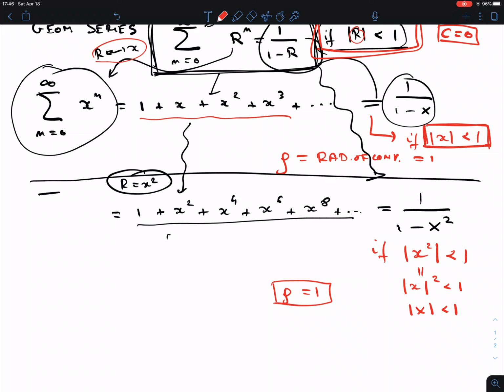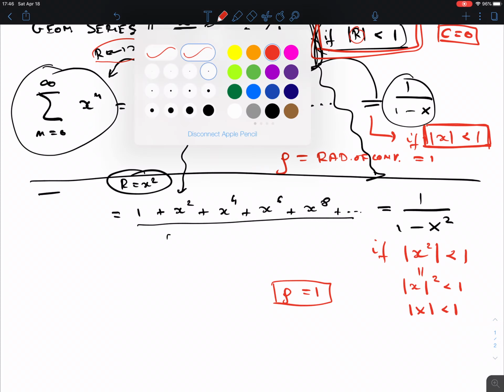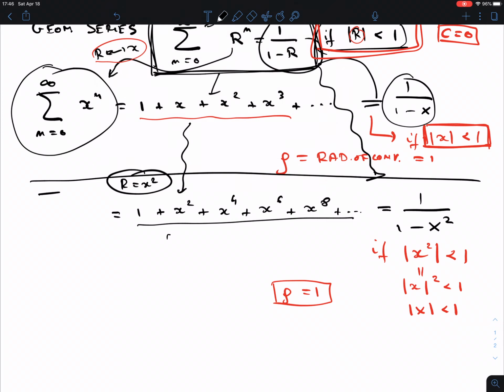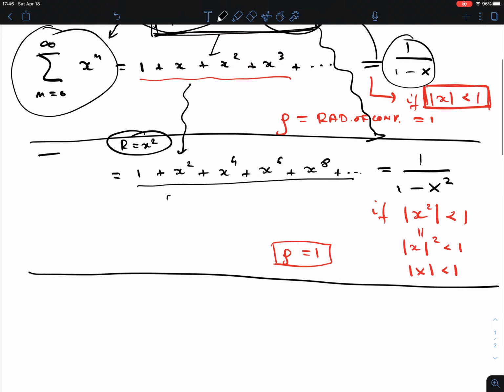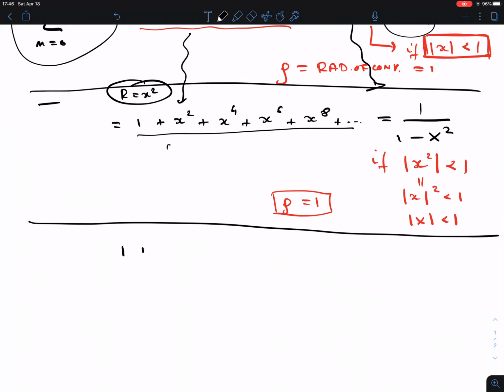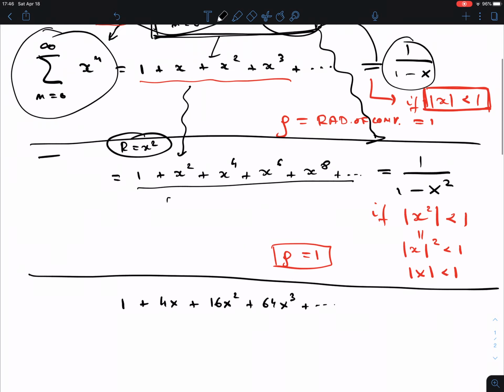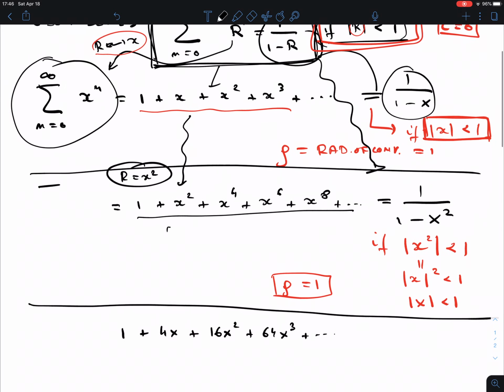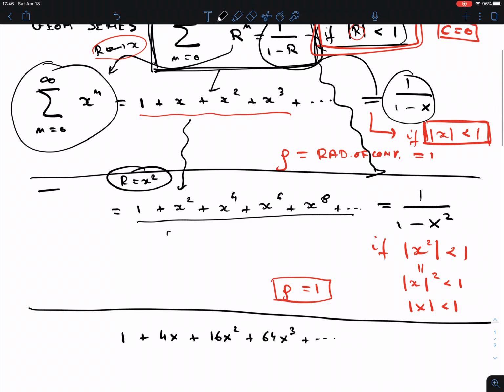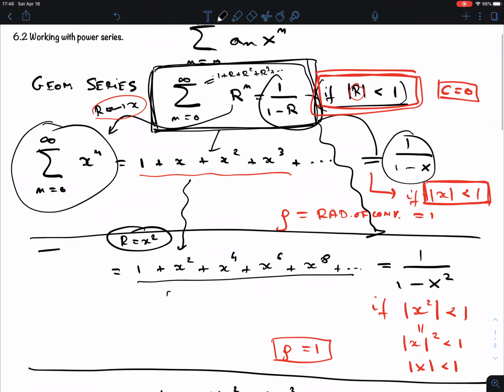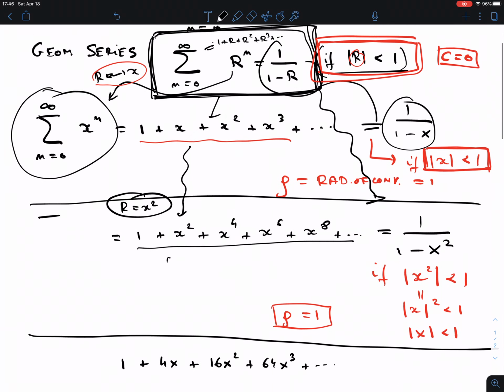Now let me show you that it's not always 1, so I'm going to do one similar one. What about this? What if I now take 1 plus 4x plus 16x squared plus 64x cubed plus etc. So what have I done now? What is r now? How do I get from my geometric series to this guy?